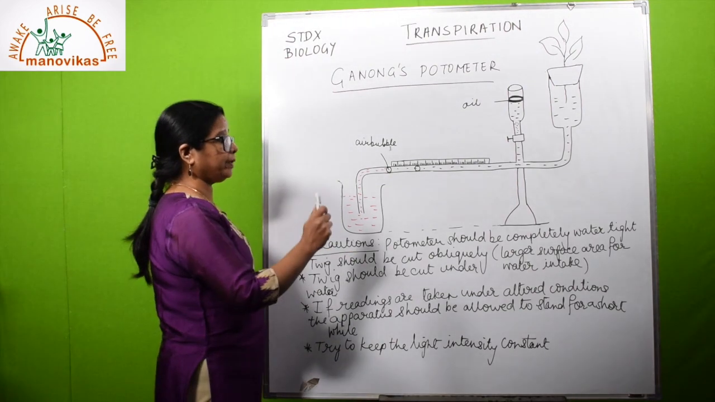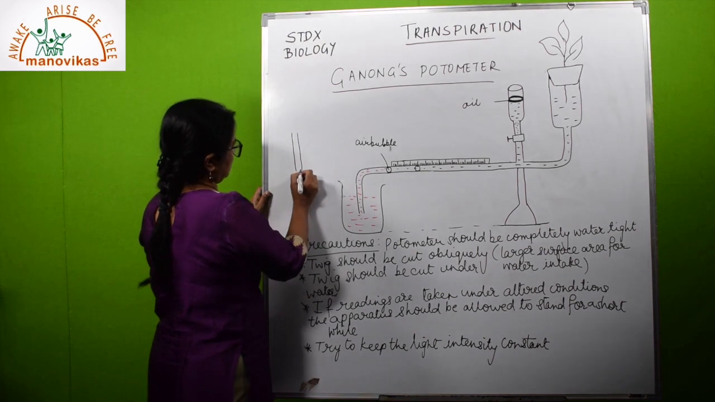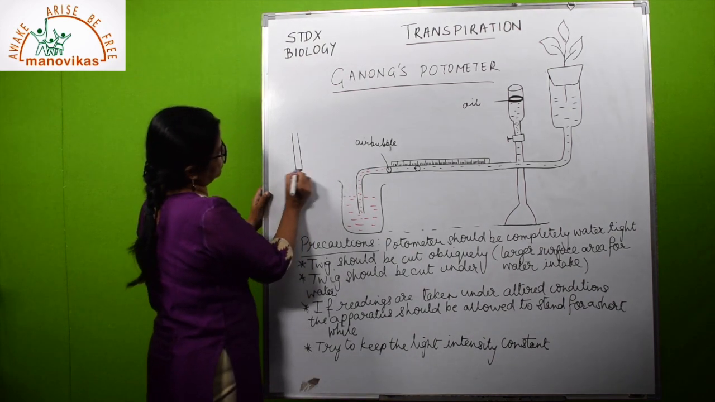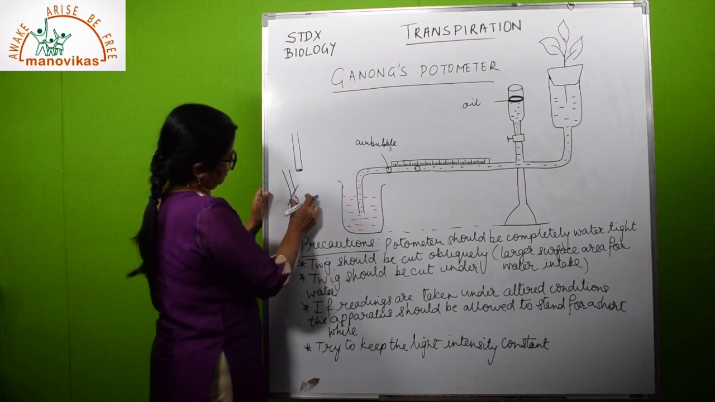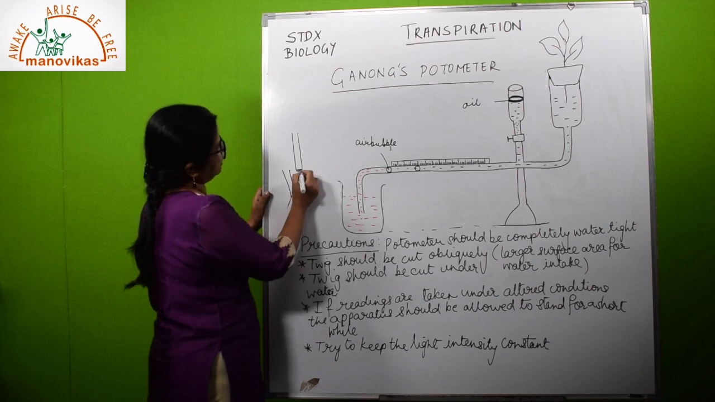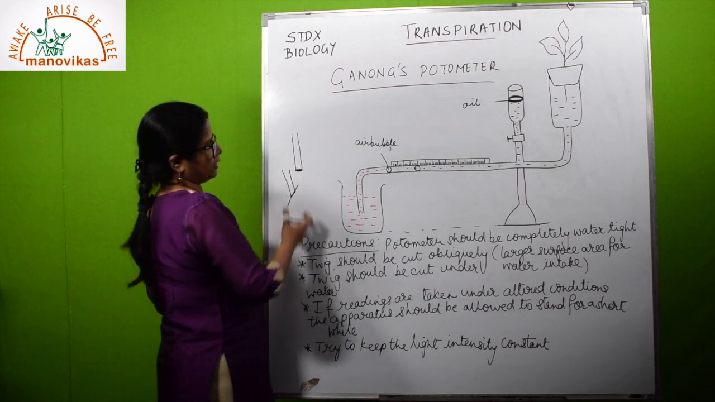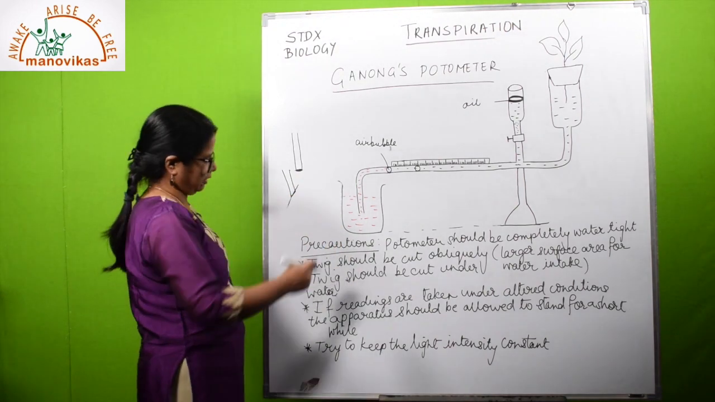Then, the twig should be cut obliquely. Suppose this is the twig. If we cut it straight, we get a very small surface area. If we cut it oblique, we get a larger surface area. This part from here to here is larger than this part. We want a larger surface area for water intake, so that the water rises in the twig.